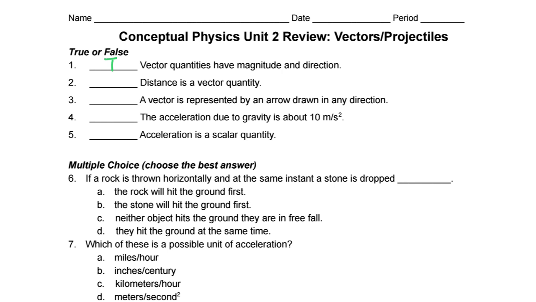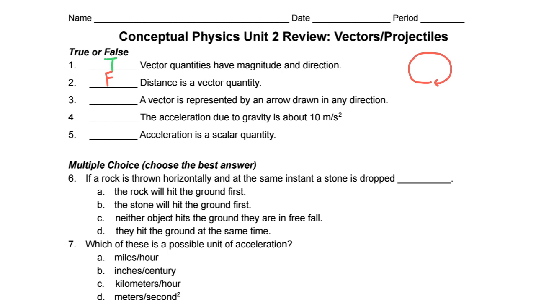Distance is a vector quantity. That is false. The vector equivalent of distance is displacement. If I run one lap on the track, my distance is a quarter mile, but my displacement is 0 because I'm back where I started.